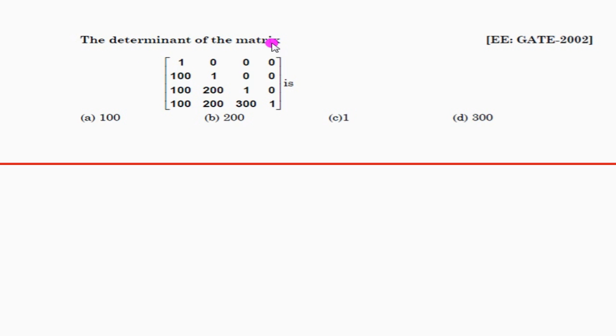Determinant of the matrix. We know that the product of eigenvalues is equal to the determinant of the matrix. So first we are going to determine the eigenvalues. For an upper or lower triangular matrix, the eigenvalues are the diagonal elements. So the eigenvalues of this given matrix are 1, 1, 1, 1. That is 4 times 1. Multiplying all the eigenvalues, we get 1. The answer is C.